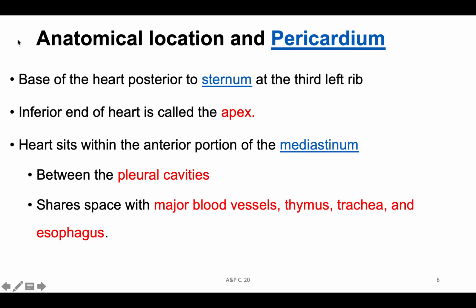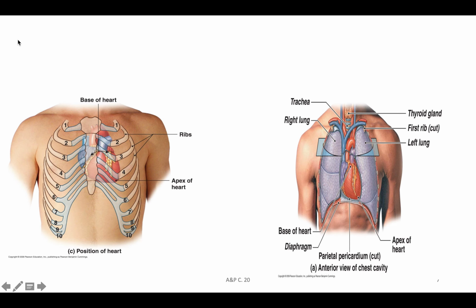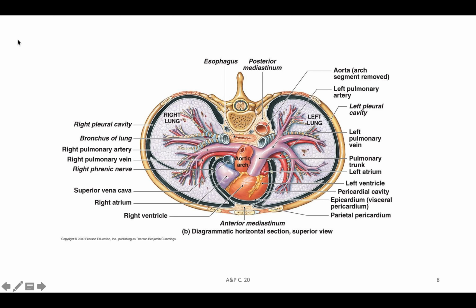The mediastinum is going to house our heart. The mediastinum is found between your two pleural cavities, which hold your lungs. And within those cavities, your heart shares space with some blood vessels, your thymus, your trachea, and your esophagus. So this picture is just showing you the location of your heart. It's going to sit on the left side of your body, a little bit below that sternum.